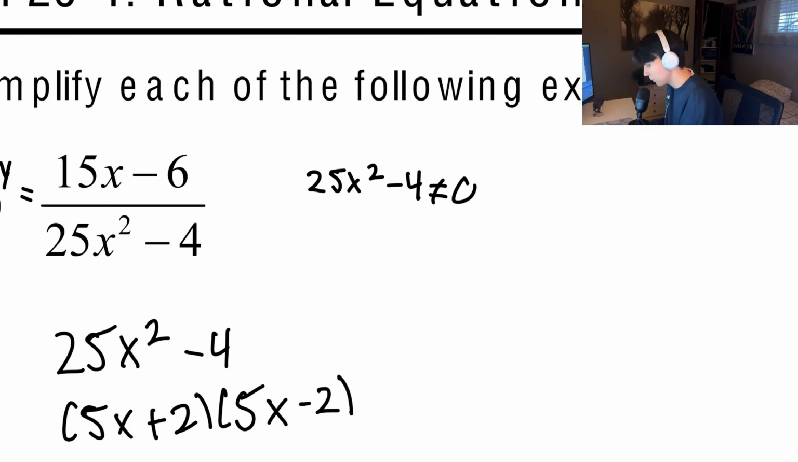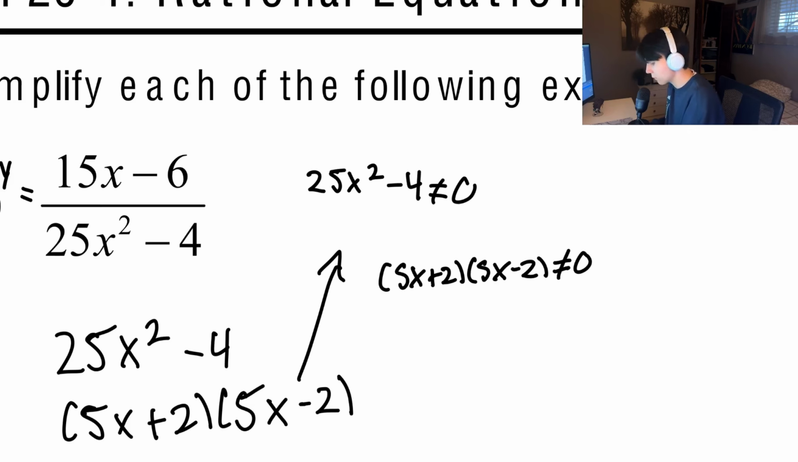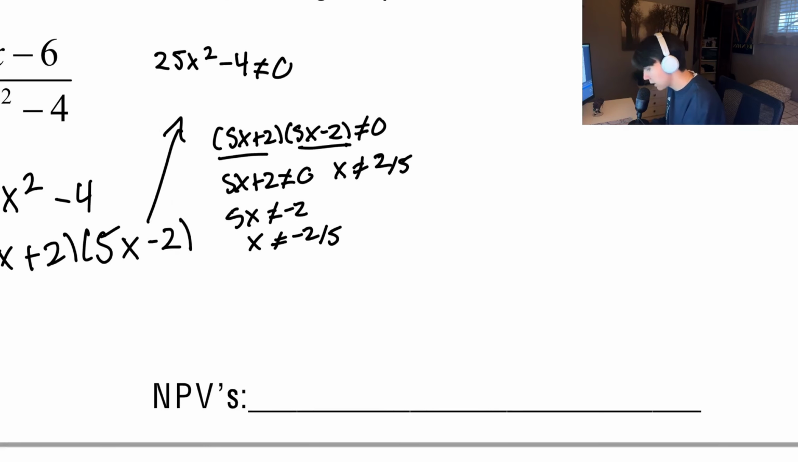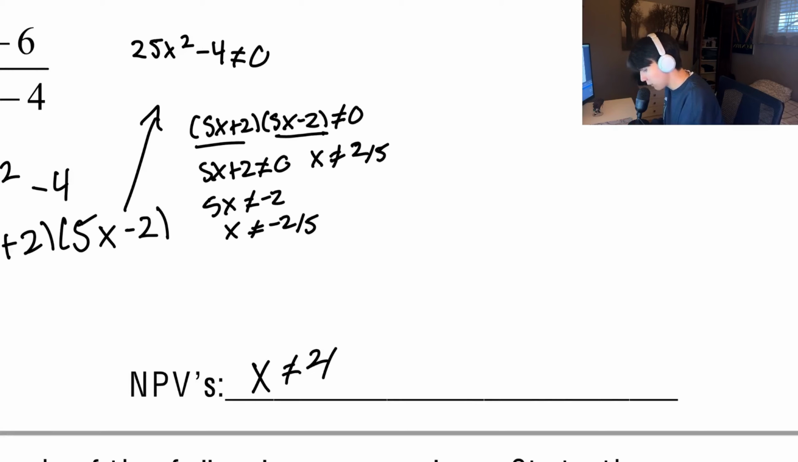Cool. Remember that it factors down into this. So 5x plus 2 and 5x minus 2 both cannot be equal to 0, and we're just going to set each individual bracket not equal to 0. So 5x plus 2 cannot equal 0, so 5x cannot equal negative 2, so x cannot equal negative 2 over 5. And 5x minus 2 cannot equal 0, so x cannot equal 2 over 5. So basically, the NPVs in this case are 2 over 5 and negative 2 over 5.